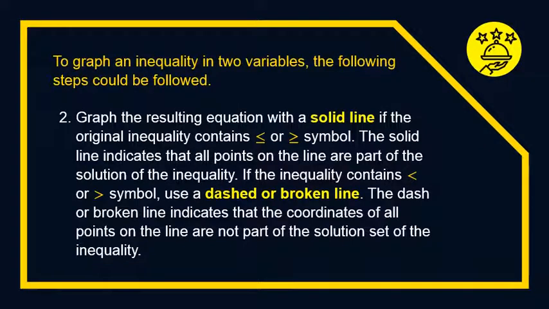Second, graph the resulting equation with a solid line if the original inequality contains a less than or equal to or greater than or equal to symbol. The solid line indicates that all points on the line are part of the solution of the inequality. If the inequality is a less than or greater than symbol, use a dash or broken line. The dash or broken line indicates that the ordered pairs of all points on the line are not part of the solution set of the inequality.